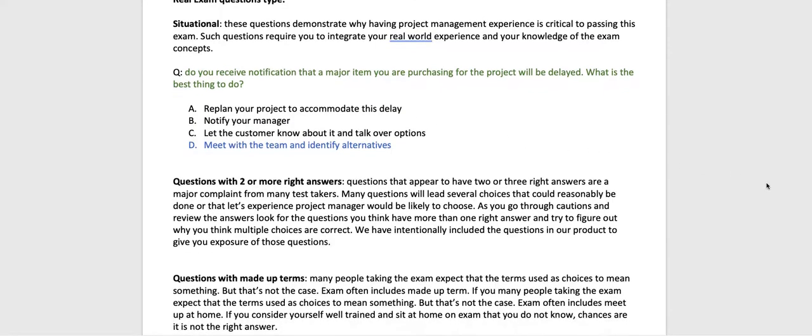It should not be. The questions with two or more right answers. In the exam, you might see a few questions like this or many questions like this, where you can say, oh, this option can be an answer too, and another option can be an answer too, and they both could be correct. But you really have to train your mind to answer the question in the right way.